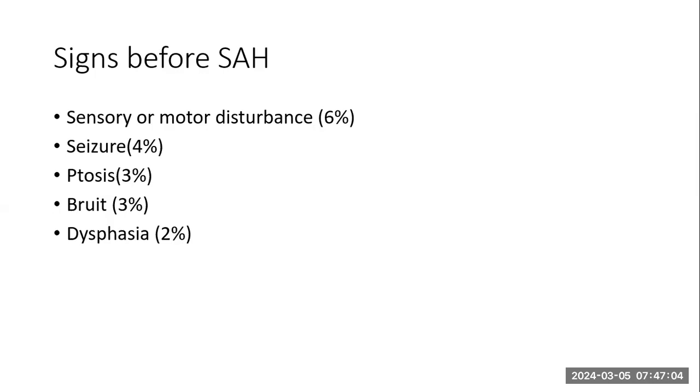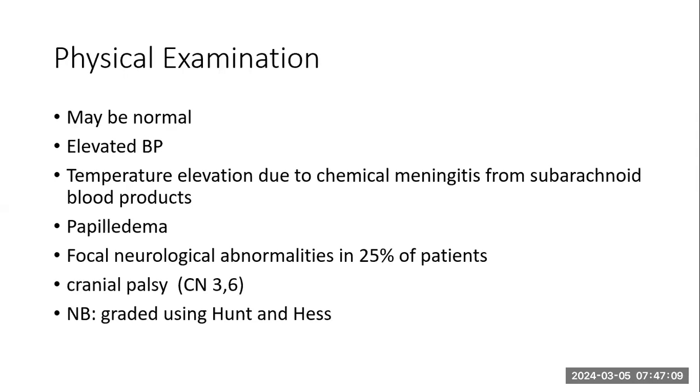So for physical examination, a number of times, some patients with subarachnoid hemorrhage may have a normal physical examination. However, most of them will have elevated blood pressure, and they could also be febrile. And then the increase in temperature will likely be due to chemical meningitis from the subarachnoid blood products. And looking into the eyes, they could also have papilledema. And 25% of patients tend to have a focal neurologic abnormality, and a number of them will have a third nerve, cranial nerve 3 and 6 palsy.